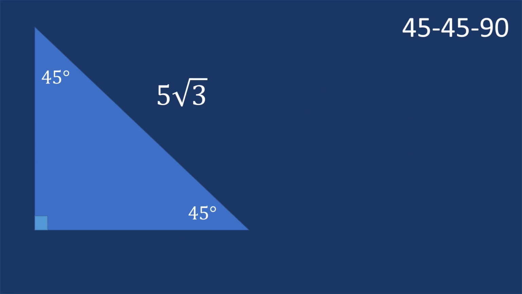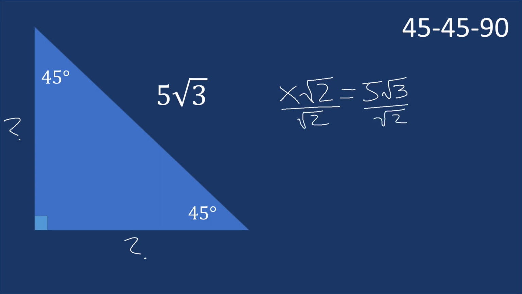In this example, the hypotenuse is 5 square root of 3, and we want to find the lengths of the other two sides. Again, we can say x square root of 2 is equal to 5 square root of 3. We want to solve for x, so divide by square root of 2 on both sides. So we get x is equal to 5 square root of 3 over square root of 2. Again, we don't want any square roots in the denominator, so we multiply top and bottom by square root of 2.